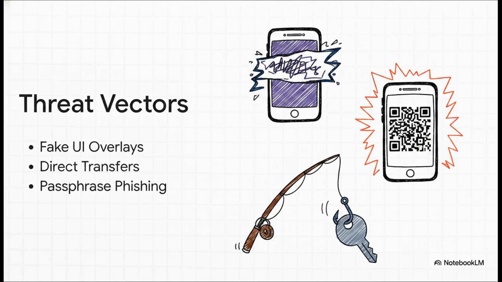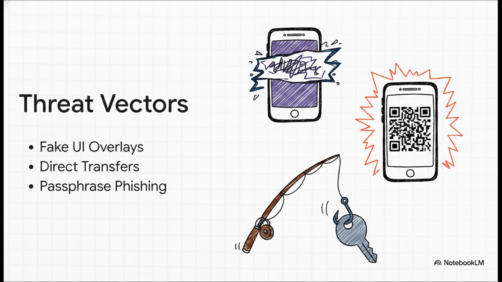Number 2 is direct address transfers. This is when scammers ask you to scan a random QR code or manually send Pi to some random personal wallet address. Honestly, they have incredible audacity with this one, asking for manual Pi transfers to pay for completely made-up things like node activation or some arbitrary network fee.